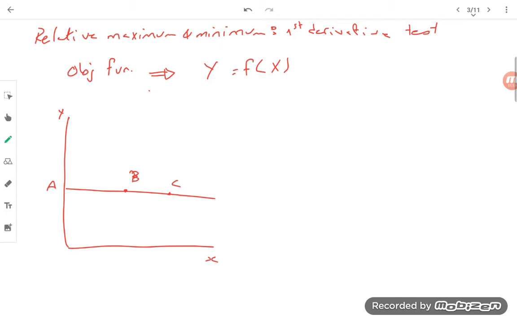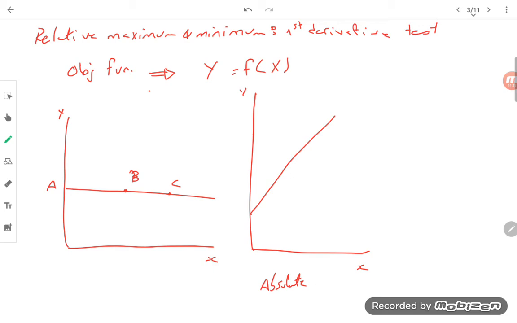Another example. If y is an increasing function of x, just like this, this is also an absolute minimum range. Another one.